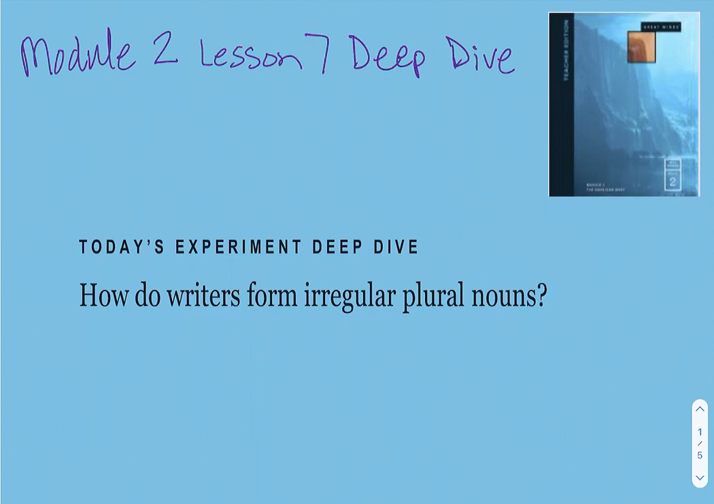You got this. Right. In Lesson 6, we talked about regular plural nouns and irregular plural nouns. Today we are going to continue talking about irregular plural nouns. Those are plural nouns that don't just end with S or ES.